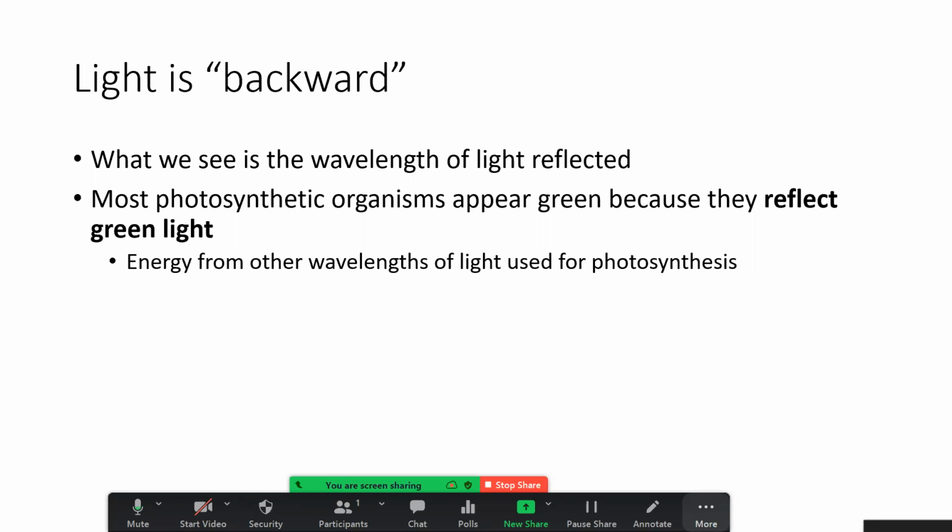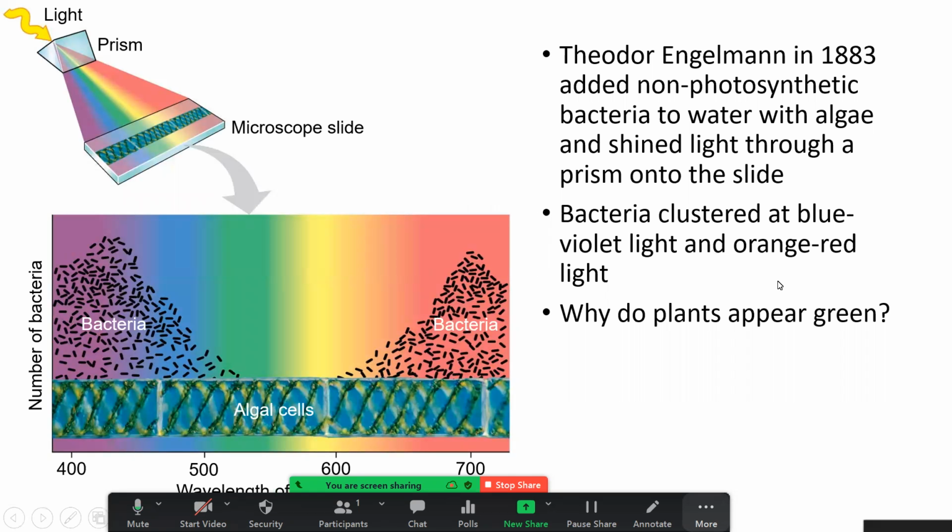Okay, so how did we figure this out? So there was this really elegant experiment by this guy, Theodore Engelmann, in 1883. And what he did was he shined light through a prism, which splits light into its various wavelengths. And he shined that light onto a microscope slide. And on that microscope slide, he had put two things. One is a photosynthetic algae. This one with this little corkscrew shape inside, this is actually called Spirogyra. It is my favorite algae.